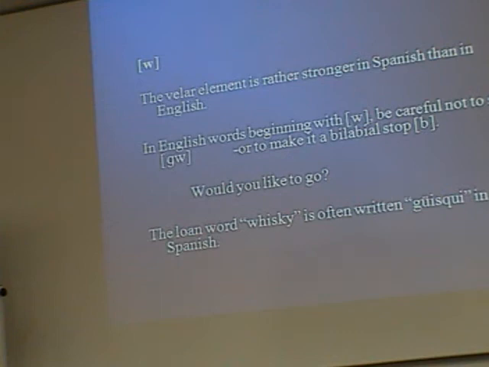The loan word, whiskey, well, I think nowadays it's written more or less as it is in English, or perhaps with an E in somewhere. Certainly, if you look in quite a lot of Spanish dictionaries and the official one, you'll probably find that it's written as I've written it on the slide, beginning with a G.